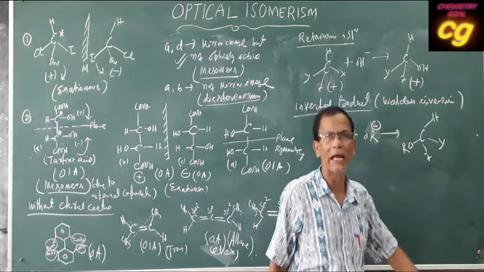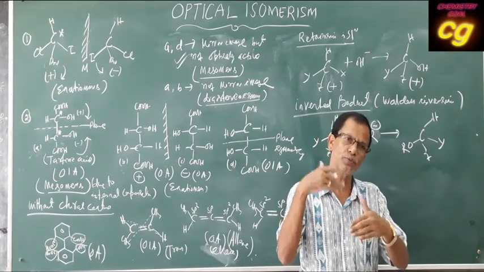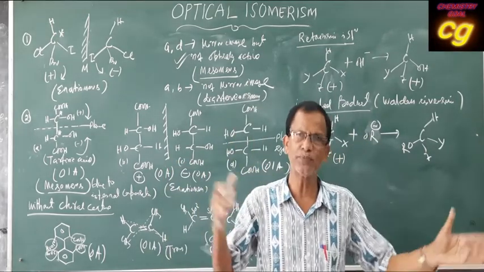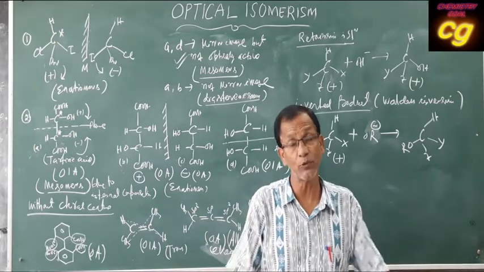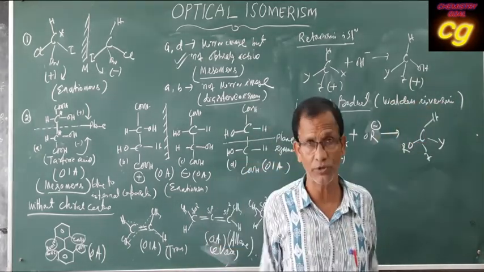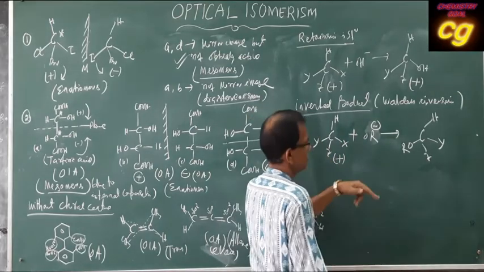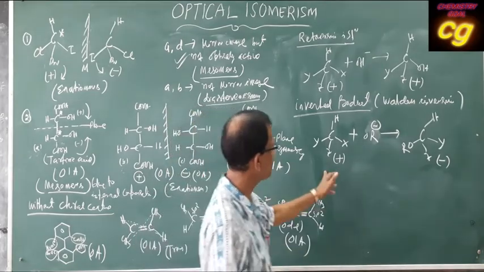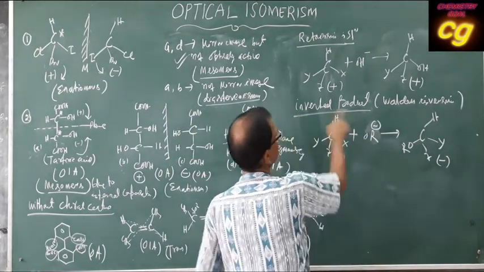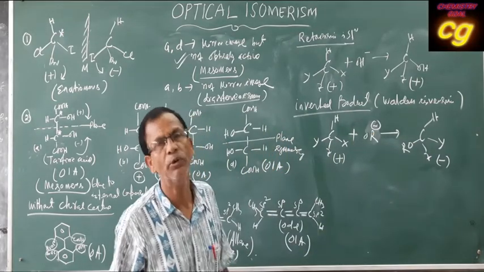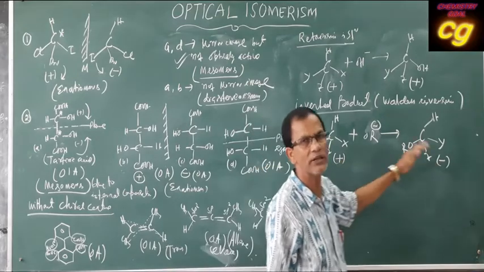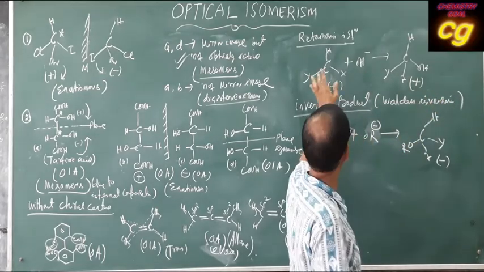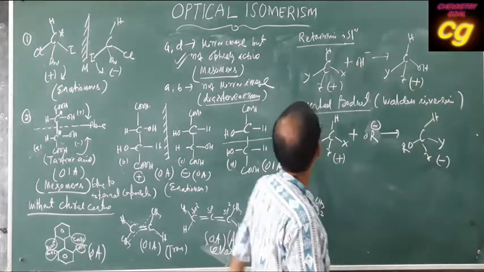Just like an umbrella: when high speed wind is blowing, the umbrella goes into the inverted position. That is plus becoming minus, just opposite. So this is called the inverted product. Inverted means plus converts to minus and minus converts to plus. But if plus produces the same plus, and minus produces the same minus, that is called retention.